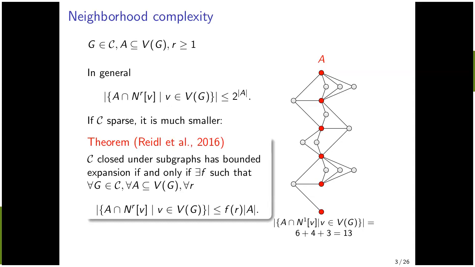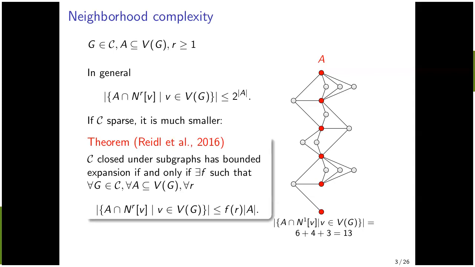Okay, so for example, in this figure, if we look at the balls of radius 1, so for r equal 1, we have 6 singletons for the balls centered on the vertices of A, which are the red vertices. And there are 7 other possible intersections between A and a ball of radius 1. Okay, so in general, this quantity is always at most 2 to the |A|, because it's a family of subsets of A, so of course it's at most 2 to the |A|.